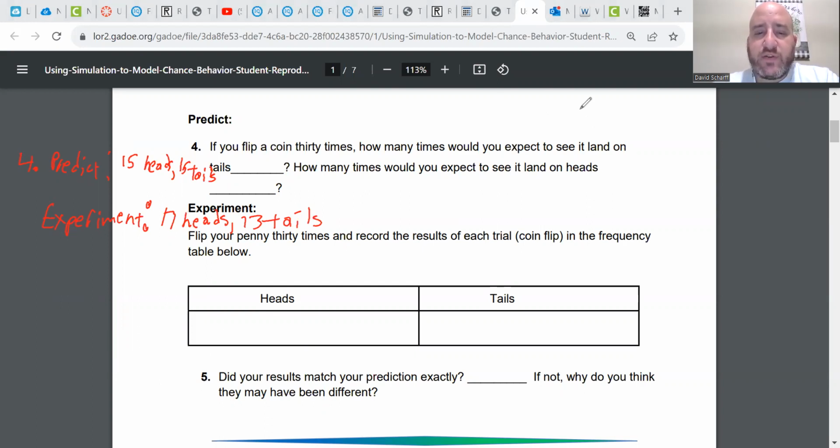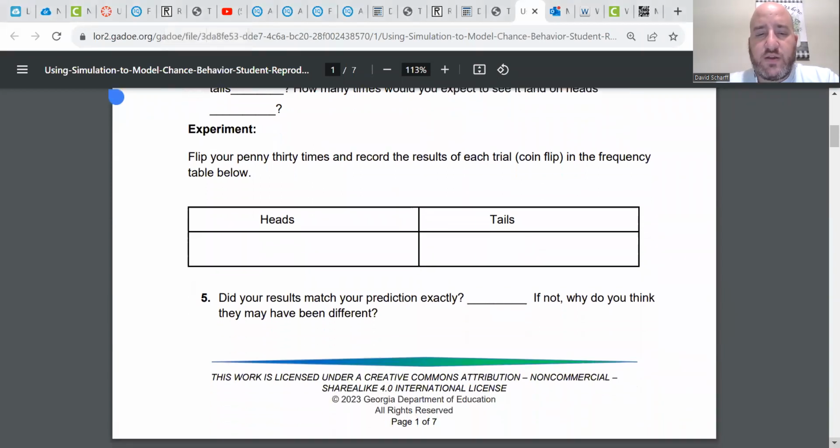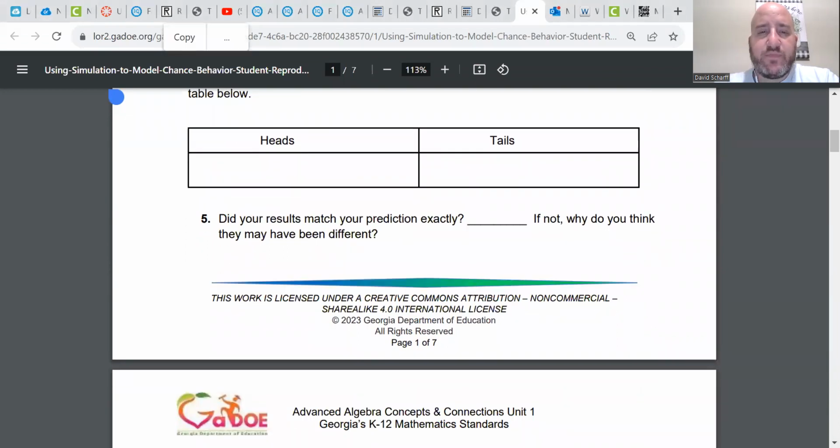Number 5, did your results match your prediction exactly? If not, why do you think the results may have been different? So obviously they did not. We did not get 15 and 15, right? So again, you don't have to write this question, but for number 5, we're going to put no. If not, why do you think they may have been different?